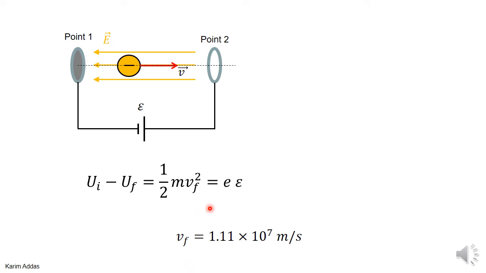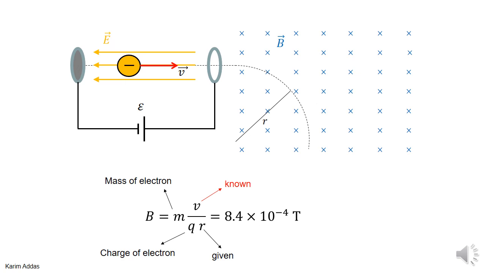So the final speed turns out to be 1.11 times 10 to the power 7 meters per second. Then we can go back to the equation for the magnetic field and substitute the calculated value of the speed and find the magnetic field in this region. Turns out to be this value.